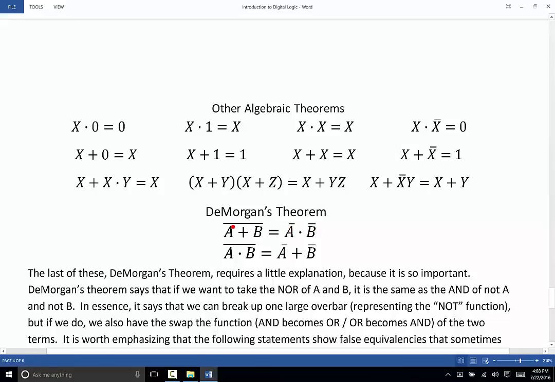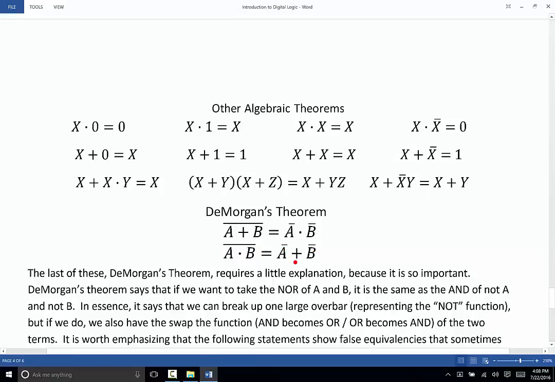So I've broken it. It used to be across the entire term, and now it's separate inverters across the two individual terms. But notice that when I did that, I had to convert the OR to an AND. I have to change the nature of the operator. And the same thing is true here. If I have a large overbar with an AND, I can break it into small overbars and an OR.